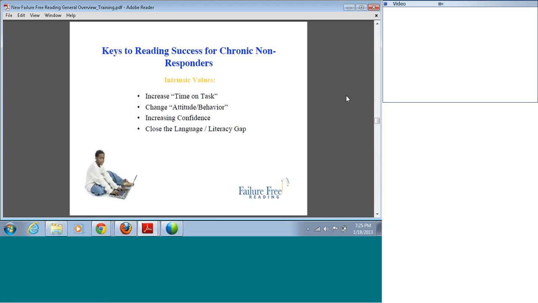And then lastly, we want to close the language literacy gap. Again, we believe that the foundation of literacy, the foundation of success in reading, is language. If the students don't have a base of vocabulary and a relationship with those vocabulary words that helps them to be familiar with text when it's presented to them, they're not going to have the success that we want them to have when it comes to reading.